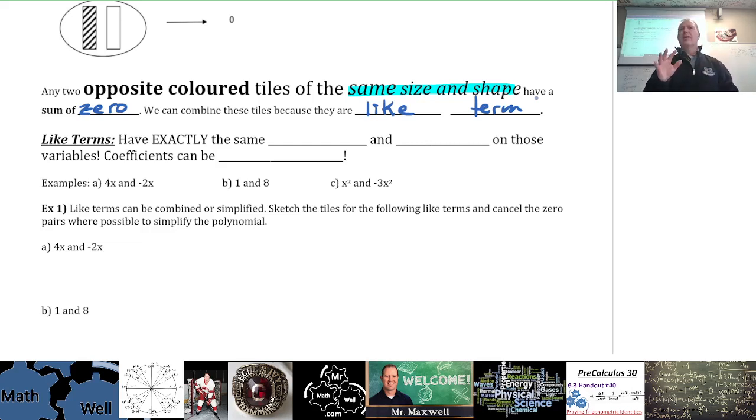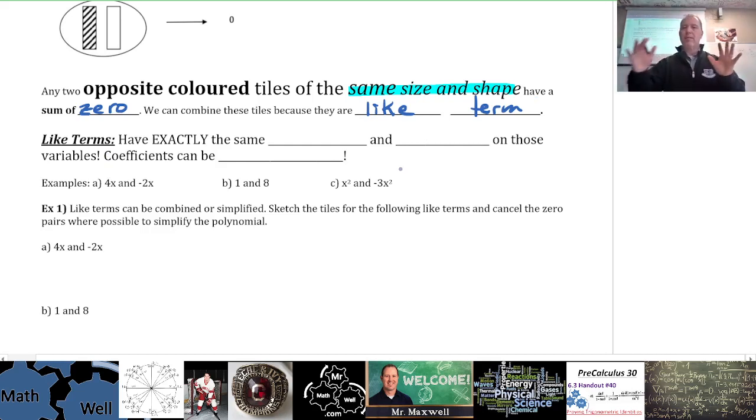I can't say that I have 5 aporanges. That's a weird word. It's not an existing word, so I can't combine all of them together because they are not like terms. Does that make sense? If I had 17 pears, I could say I have 17 pears. But if I have 1 apple there, I can't say I have 18 parapples or something like that. I say I have 17 pears and 1 apple. So you can only combine the like terms. All right. So like terms have exactly the same blank and blank on those variables.